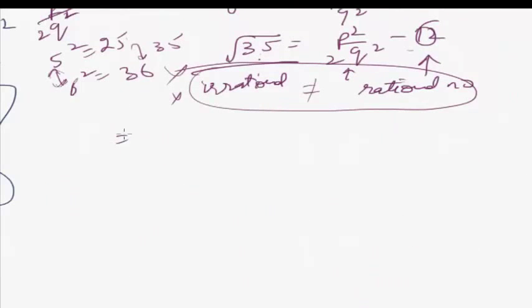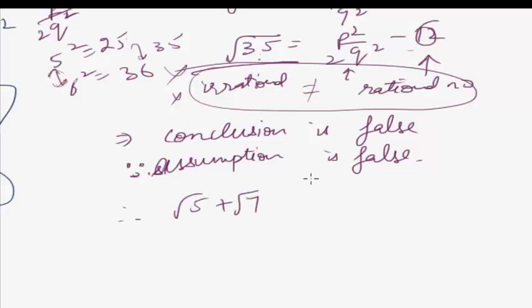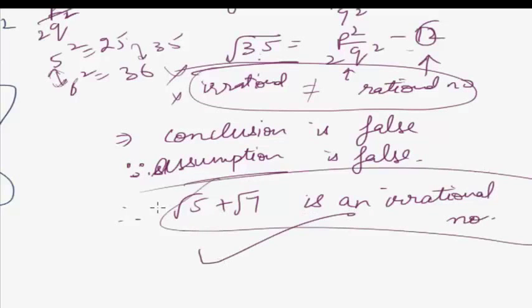That is, the conclusion is false because the assumption is false. Therefore, the converse or the opposite of our assumption, that is under root 5 plus under root 7 is an irrational number, is true, hence proved.